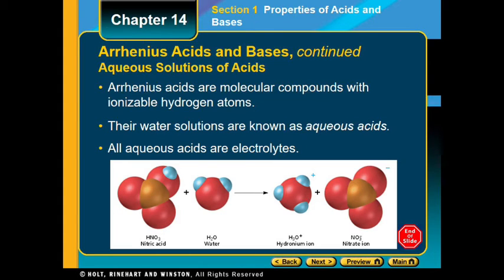Arrhenius acids are going to be compounds that have ionizable hydrogen atoms. Their water solutions are known as aqueous acids. We just looked at that, and all aqueous acids are electrolytes. The example they give here, we have nitric acid that is being dissolved in water to produce the hydronium ion and the nitrate ion. So again, your hydrogen ion concentration is increasing.